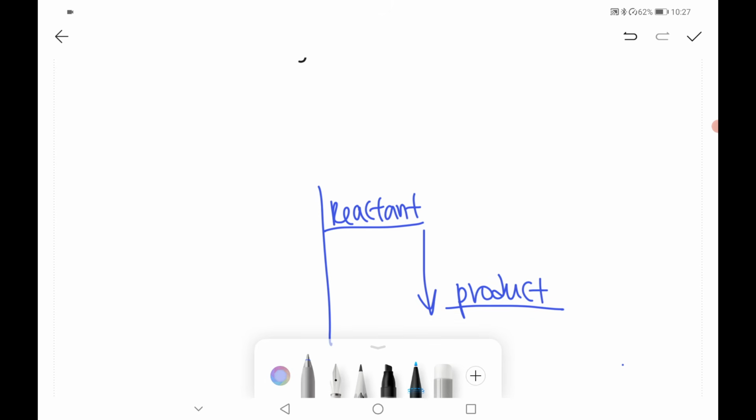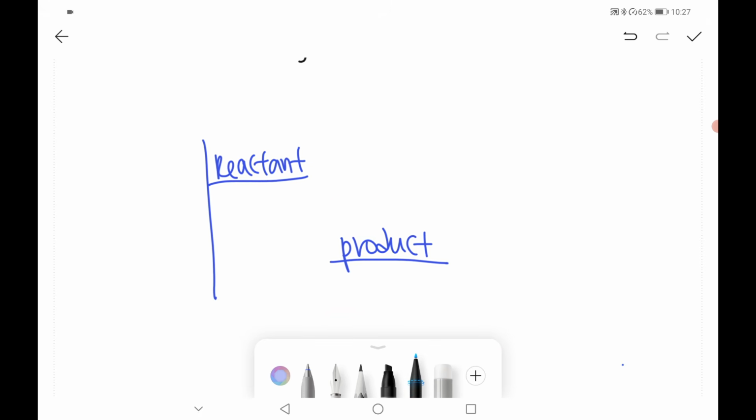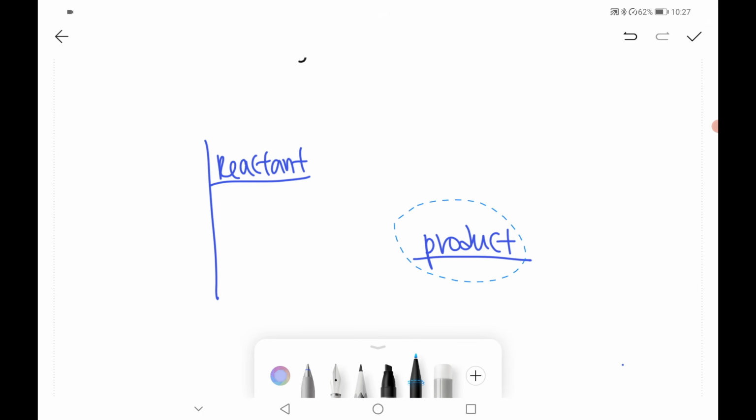So we can modify the energy level diagram to become energy profile diagram. So we just remove this arrow. We move this to the right hand side a bit. Okay. And we draw a small mountain. Okay. So this is the energy profile diagram for exothermic. This is the energy profile diagram for exothermic.